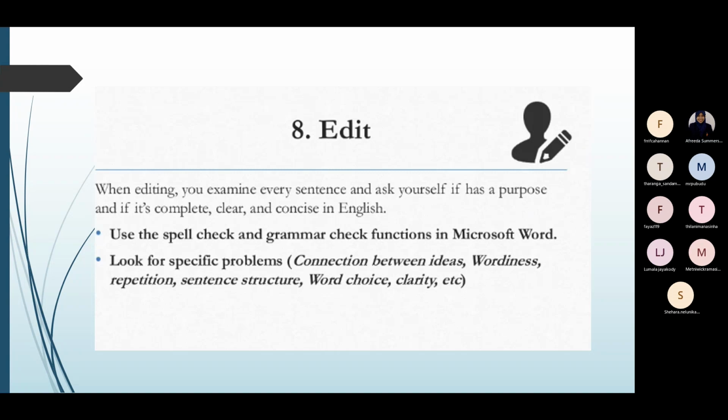Just because you typed it once, don't think, okay, then you will write. No, go and read again. If you have to edit, sometimes you must have repeated the same word, like therefore, for. Edit it. Sometimes the word count can be more, can be less, depending on the situation. Check grammar, functions in Microsoft Word, connection between ideas, wordiness, repetition, sentence structure, choice of word, clarity, all that.